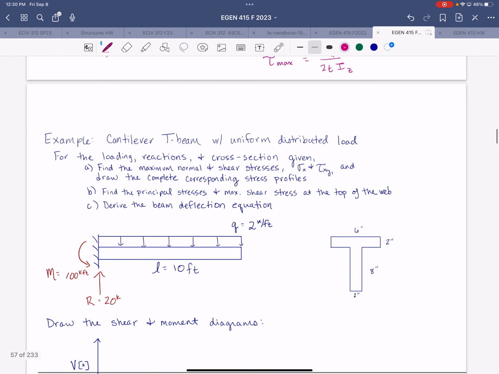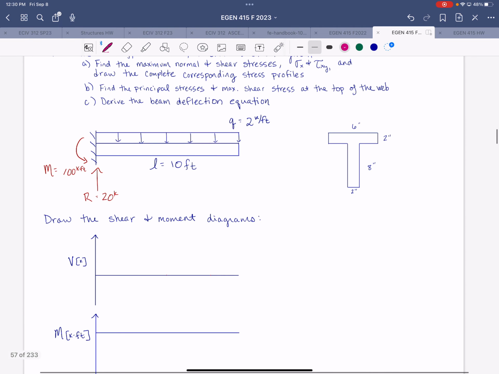All right, so now we're going to roll into an example that's going to be kind of a comprehensive beam analysis. So we're going to do all the things: finding normal and shear stresses and profiles for those stresses, finding the principal stresses and maximum shear stress at the top of the web, and then finding the beam deflection equation. So all of it rolled into one. We'll see if we get through it today or not. If we have to finish it up on Monday, that's no big deal.